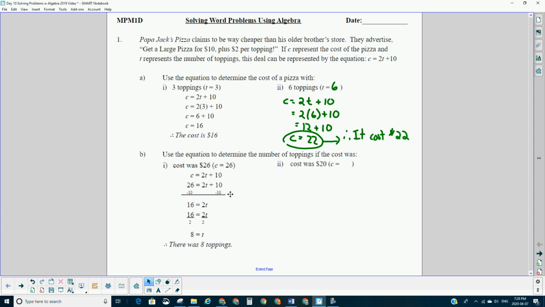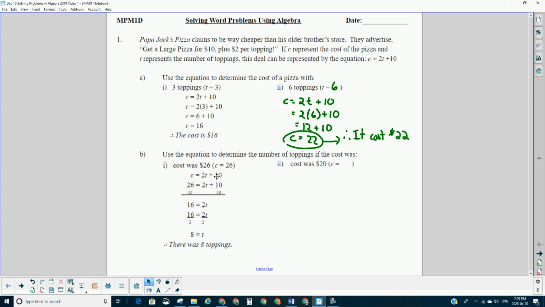Then we use our algebra that we've been practicing the last few days. We're going to subtract 10 from both sides because we're going to ignore the 10. We know everyone pays the $10 for the large pizza. So of the 26 bucks, $10 goes away for that. That means the $16 left over is the cost for the number of toppings. 16 equals 2T. We know it's $2 per topping, so we're going to do the opposite operation and divide by 2, and we get 8 equals T, which of course means that there were 8 toppings. Remember, this is exactly like the cup math question that you've been watching videos of or seen me demonstrate in class.